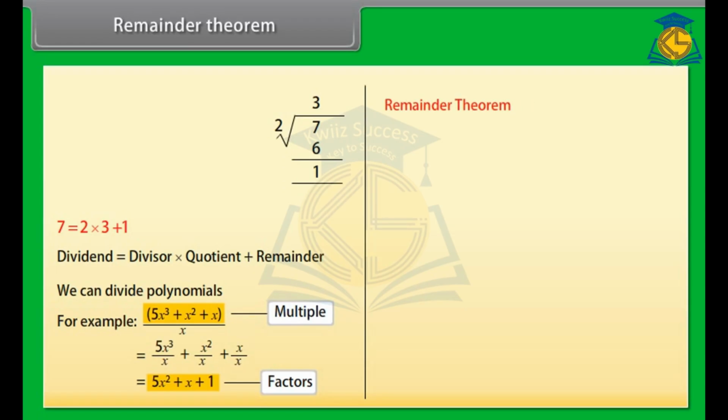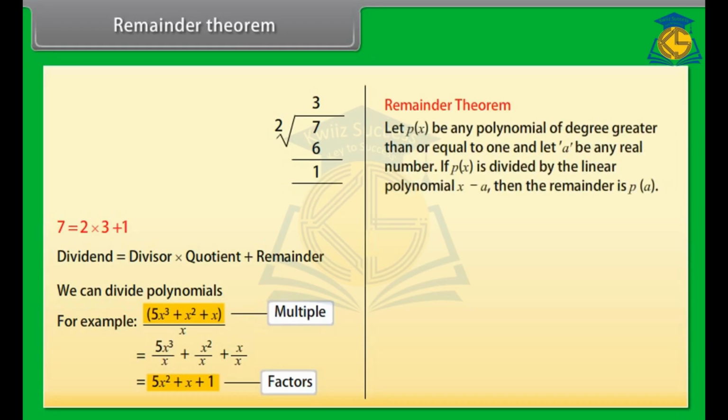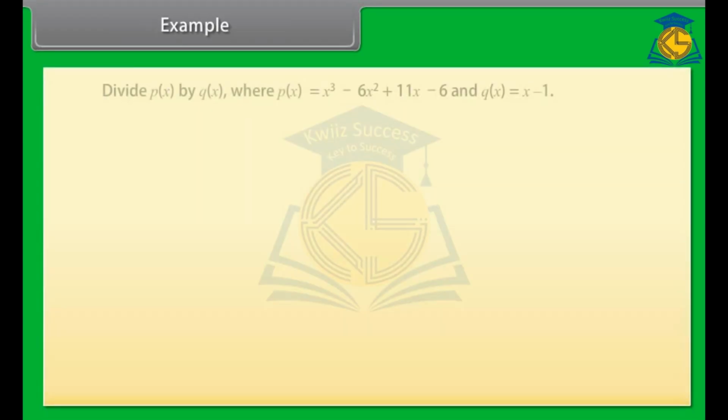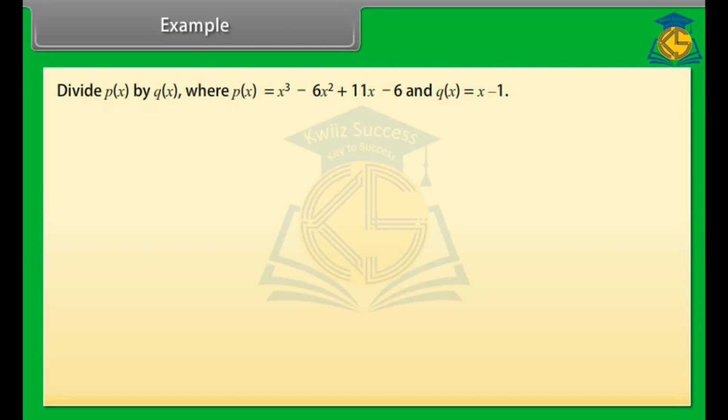Let's now see what the remainder theorem says. Let p(x) be any polynomial of degree greater than or equal to 1 and let a be any real number. If p(x) is divided by the linear polynomial x minus a, then the remainder is p(a). This is known as the remainder theorem. Example: divide p(x) by q(x), where p(x) = x^3 minus 6x^2 + 11x minus 6 and q(x) = x minus 1.